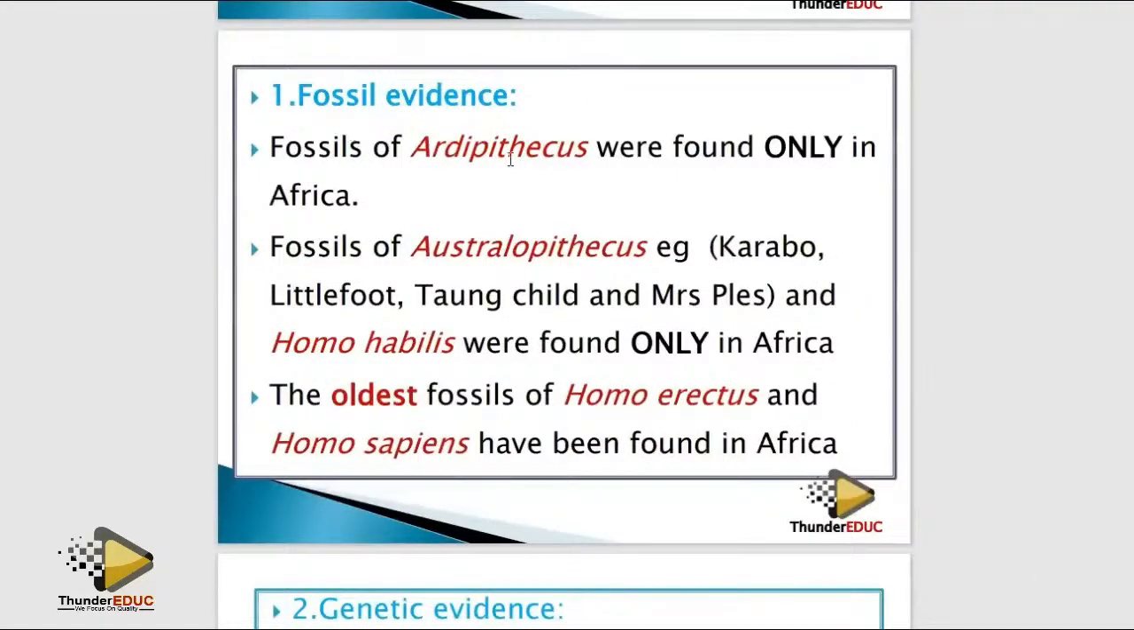That fossils of Adipithecus were only found in Africa. Fossils of Australopithecus, e.g. Karabo, Little Foot, Taung child, Mrs. Ples, all were found in Africa. Homo habilis were only found in Africa. Oldest fossils of Homo erectus and Homo sapiens were discovered in Africa. This shows that modern humans originated from Africa and migrated to the rest of the world.